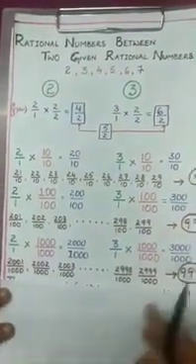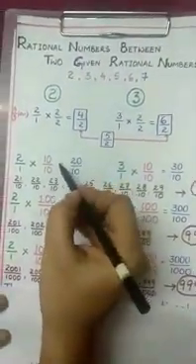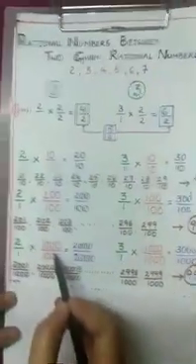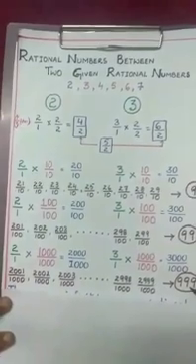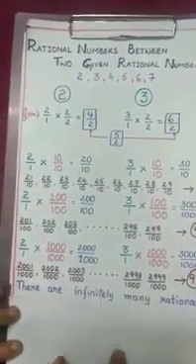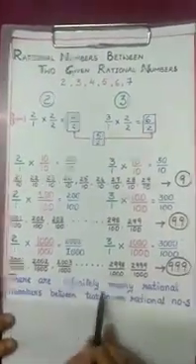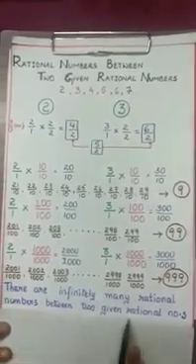Now, as the number with which we multiply the given rational number increases, the number of rational numbers also increases. So from this we can say that there are infinitely many rational numbers between two given rational numbers.